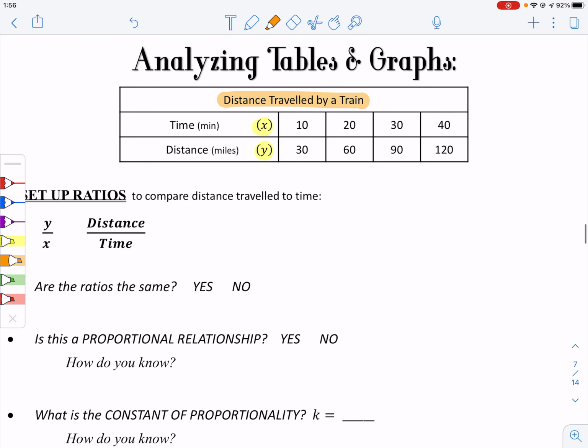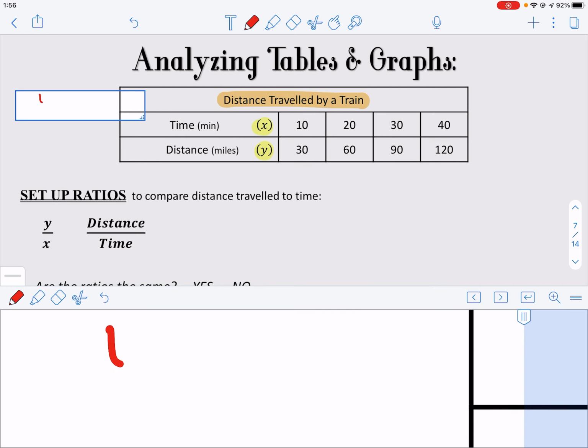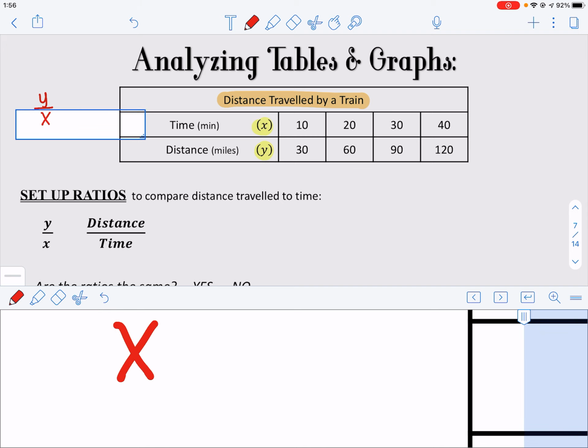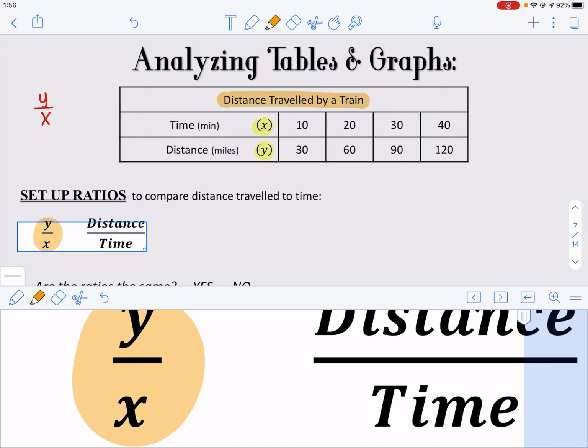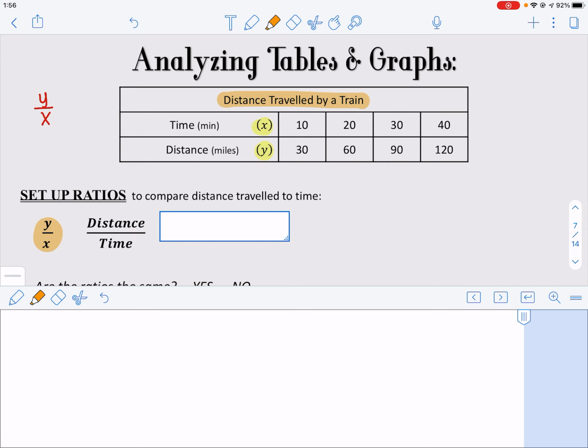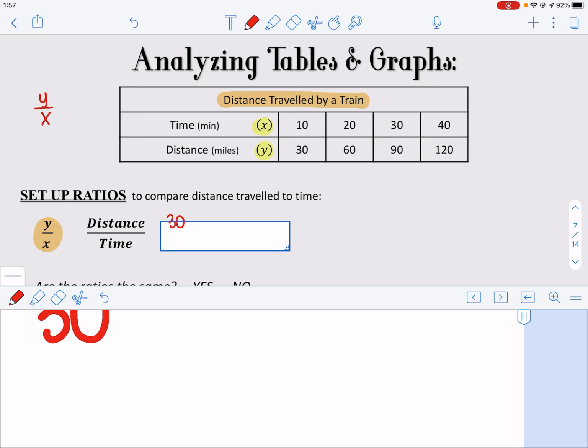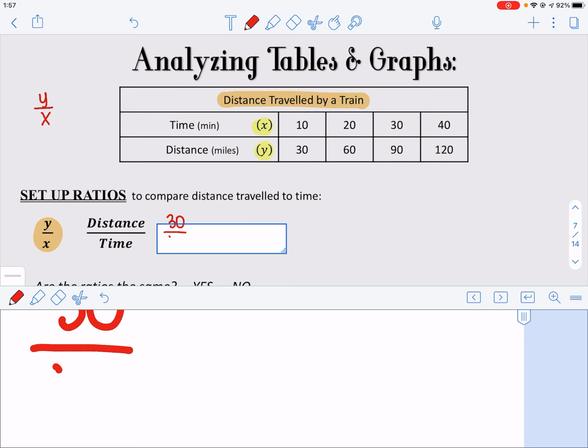First thing I want you to do is just set up your ratios. So compare the distance traveled to time. They want you to compare distance to time, meaning put distance on top, the miles on top, time on bottom, so minutes on the bottom. So I'll help you set up the first one, and again, you're always doing y divided by x. So every single time when you're looking at a table, y divided by x. Just like they wrote right here. So distance over time. Your first distance that you see is 30. The time that goes with it is a 10. So we got 30 over 10.